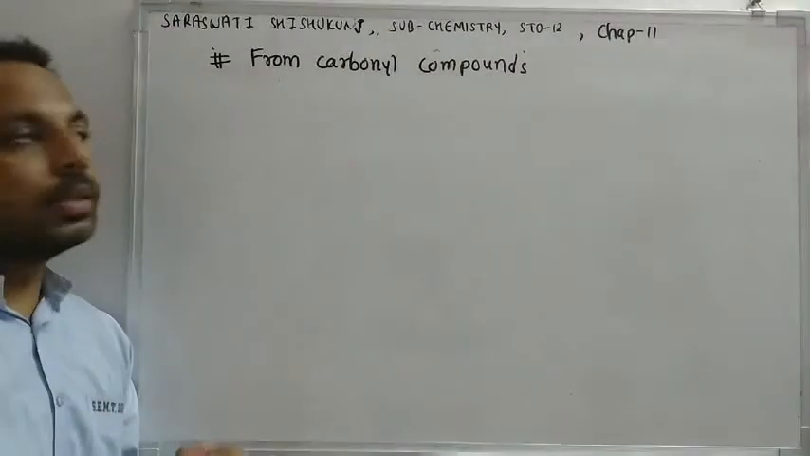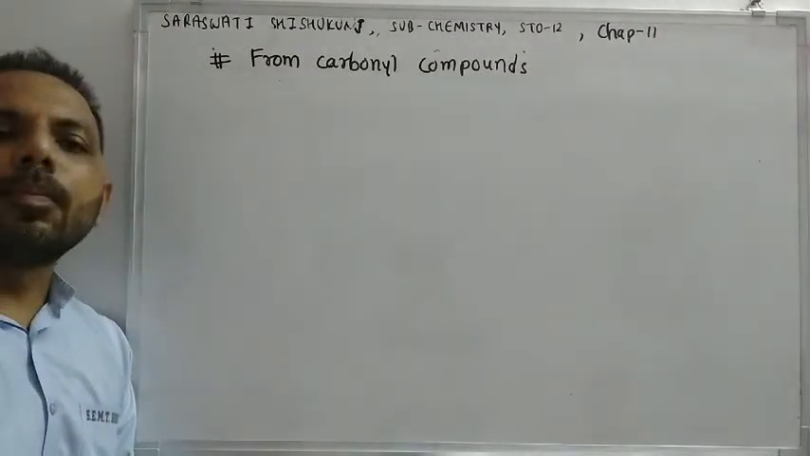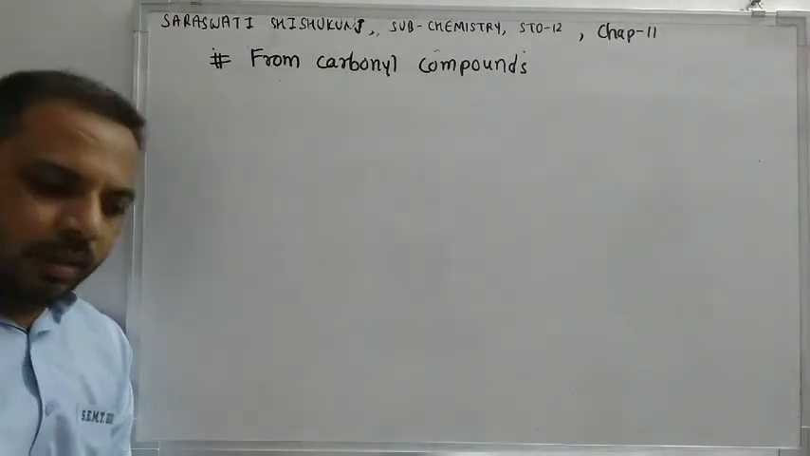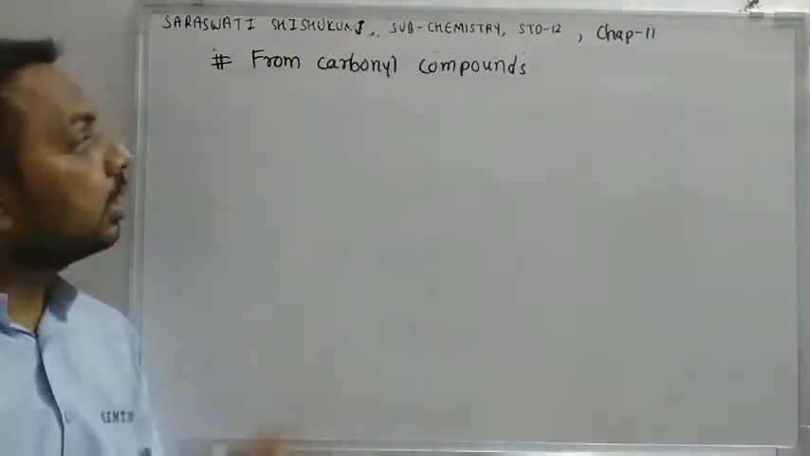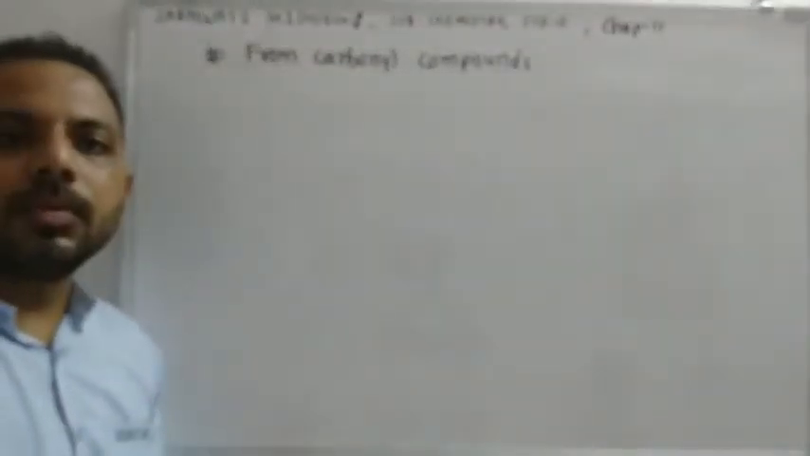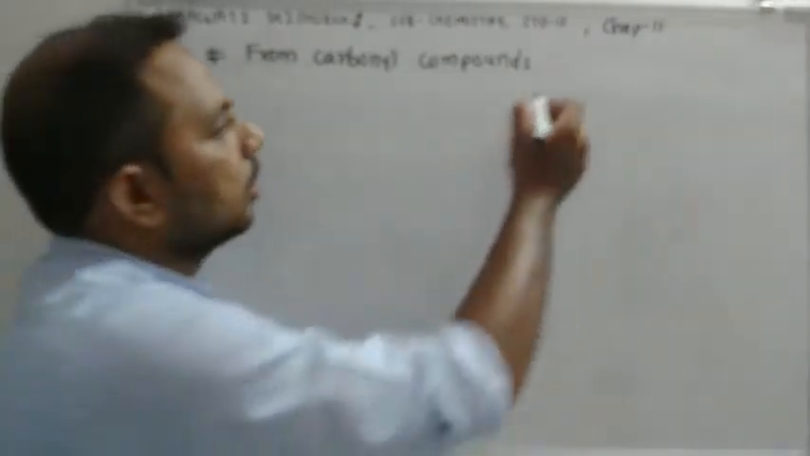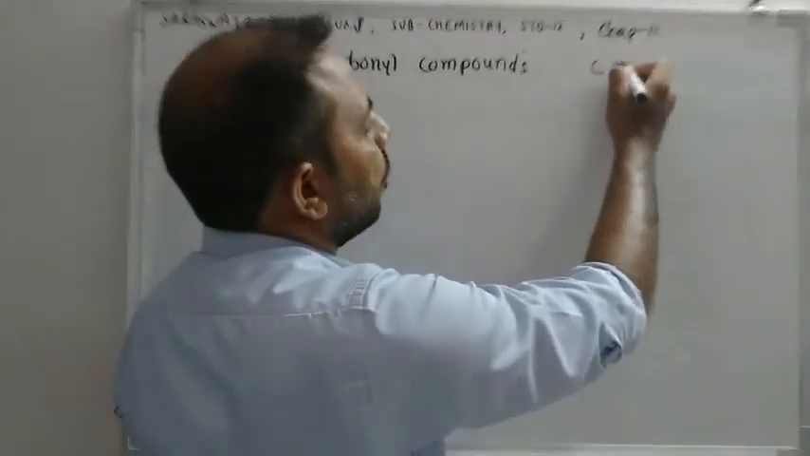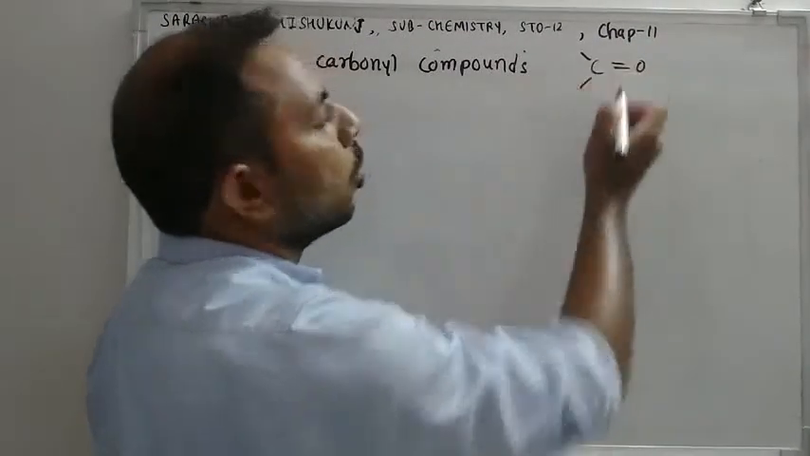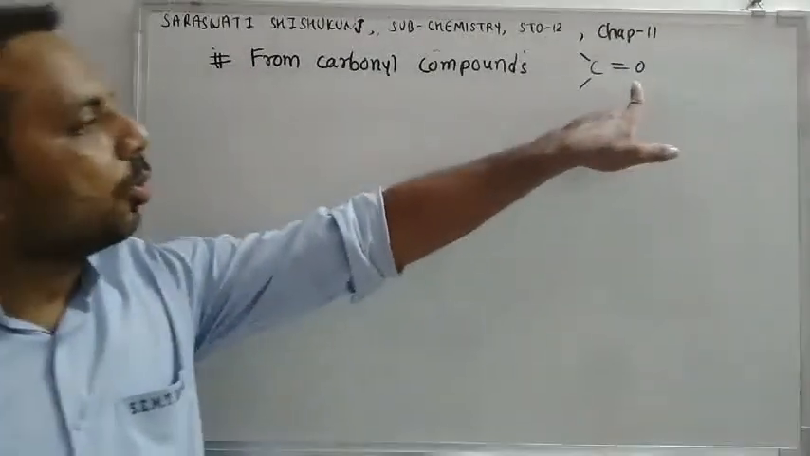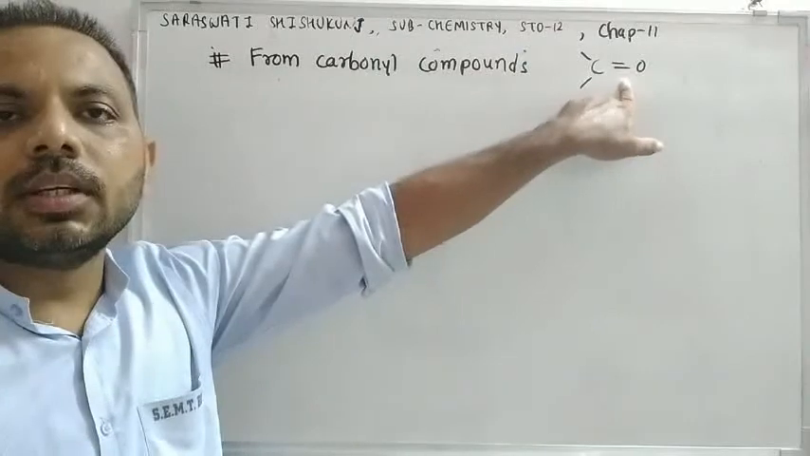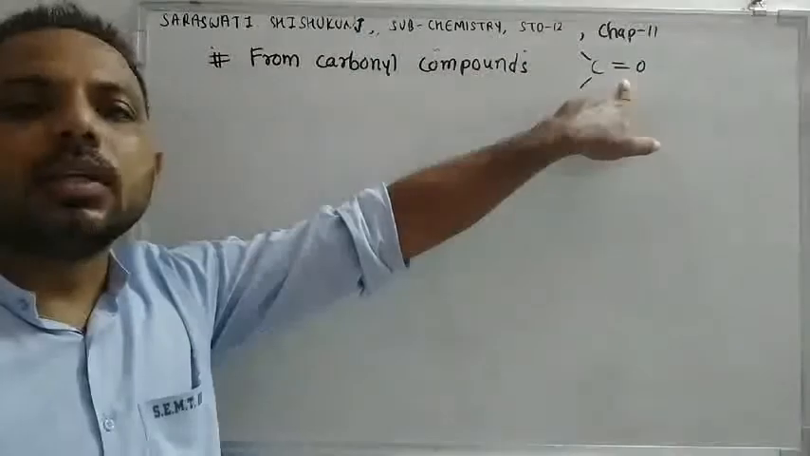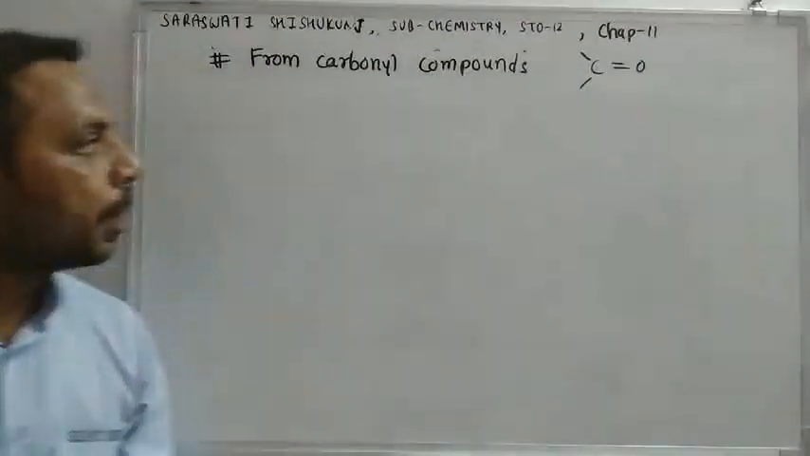The first topic is preparation of alcohol from carbonyl compounds. Now the first question that comes to our mind is, what are carbonyl compounds? A carbonyl compound is a compound which has a C double bond O group. This particular group is known as the carbonyl group. Remember this: C double bond O is known as the carbonyl group.